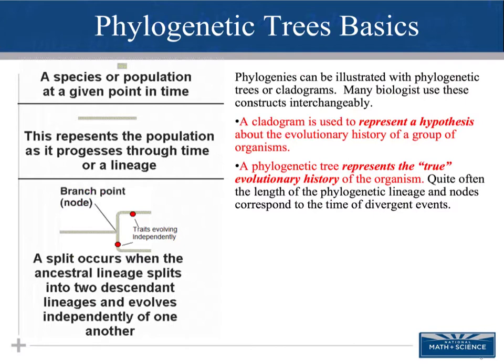A phylogenetic tree, on the other hand, represents a true evolutionary history of an organism, one that's been proven time and time again. So needless to say, there are a lot of cladograms and not as many phylogenetic trees. And to be honest, the more we delve into especially molecular biology, the more that these phylogenetic trees are changing. Okay?